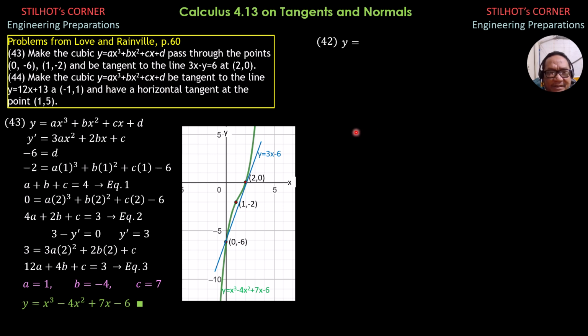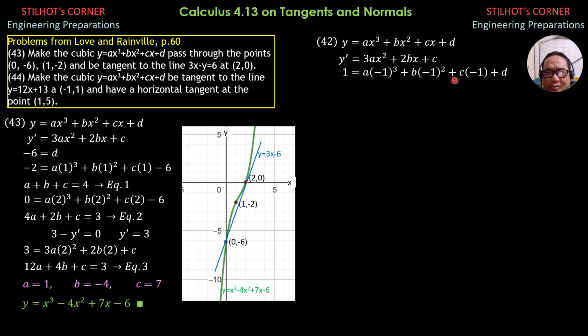So 44, y equals ax cubed plus bx squared plus cx plus d, and y prime is 3ax squared plus 2bx plus c. So first, at the point (-1, 1): 1 equals a times (-1) cubed plus b times (-1) squared plus c times (-1) plus d. Simplifying, negative a plus b minus c plus d equals 1. Let's call that equation 1.